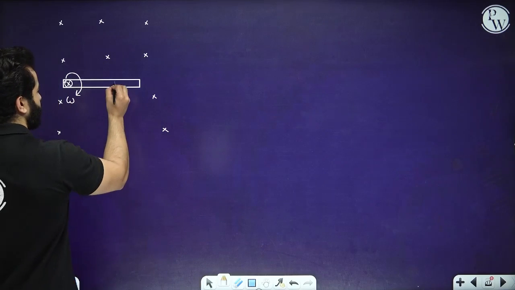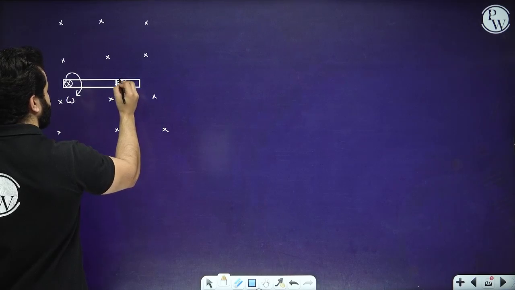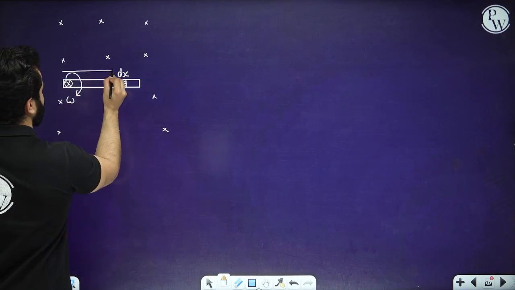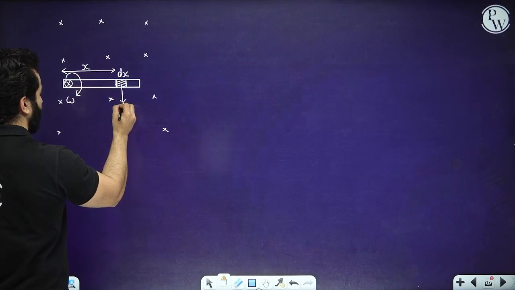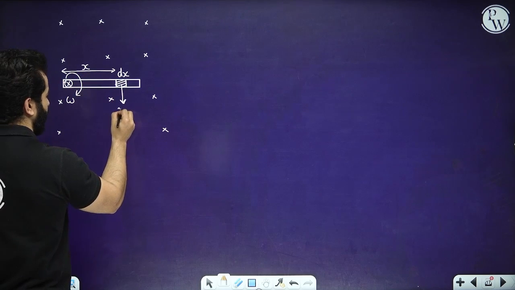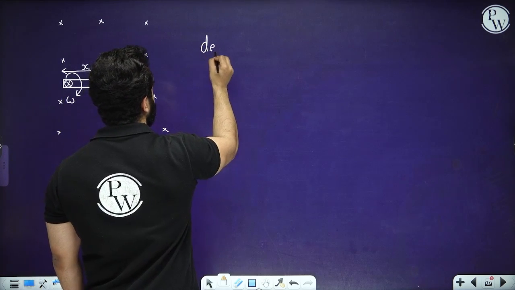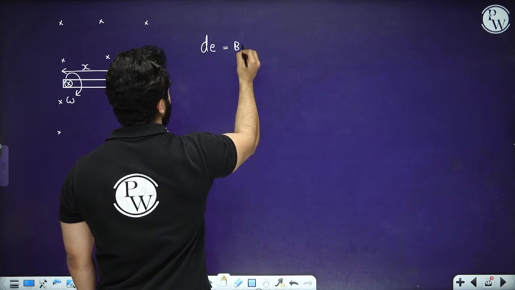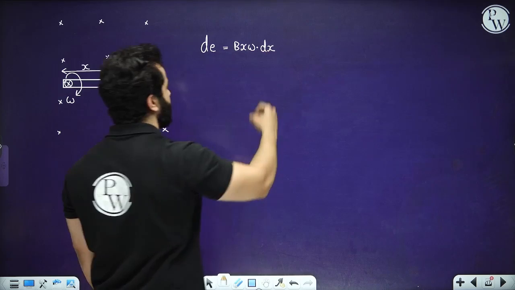For this one we will say that, okay, let's suppose that at a distance x we have got an element of length dx. So this part will have a velocity of x omega. So this will have a small EMF of dE, and that will be B v times length, B v l.